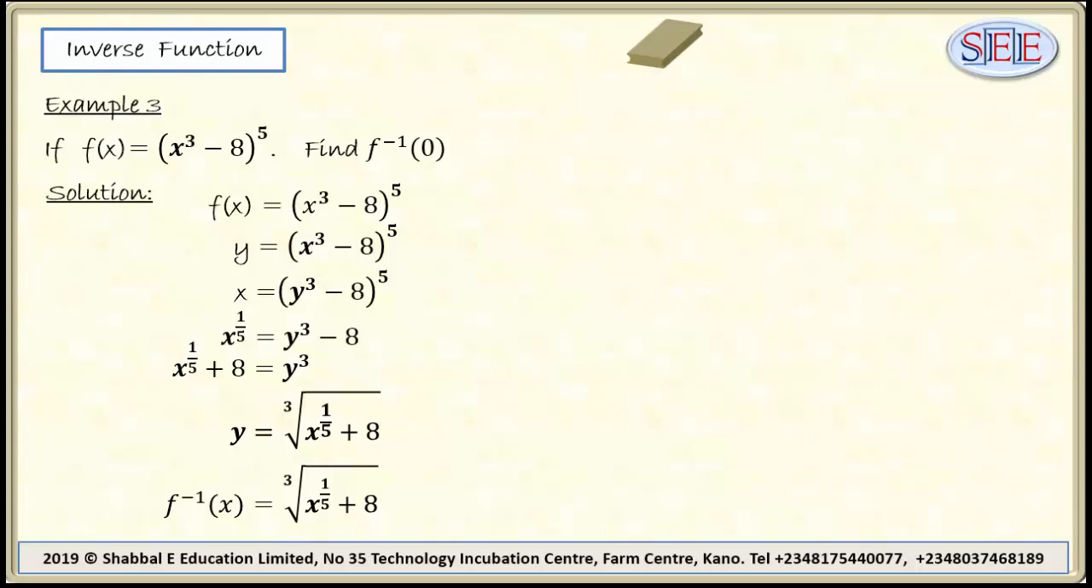So next I will use this definition to find the image of 0. The image of 0 under this function f inverse is nothing but replacing the x by 0. So we now have f inverse of 0 equals cube root of (0 raised to the power of 1 over 5, then plus 8). 0 to the power of 1 over 5 is simply 0. So I have cube root of (0 plus 8). And 0 plus 8 simply gives 8. So I have cube root of 8. And the cube root of 8 is simply 2. This is the image of 0 under the function f inverse.